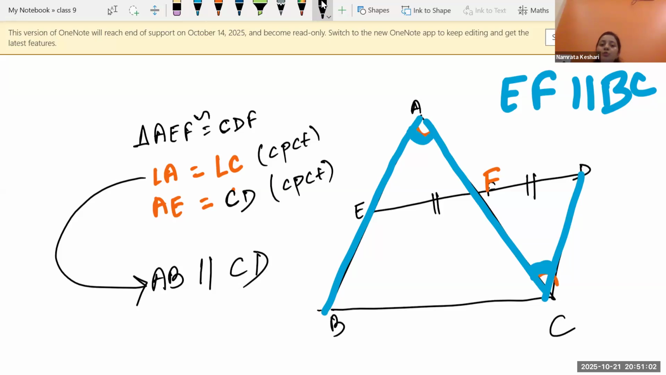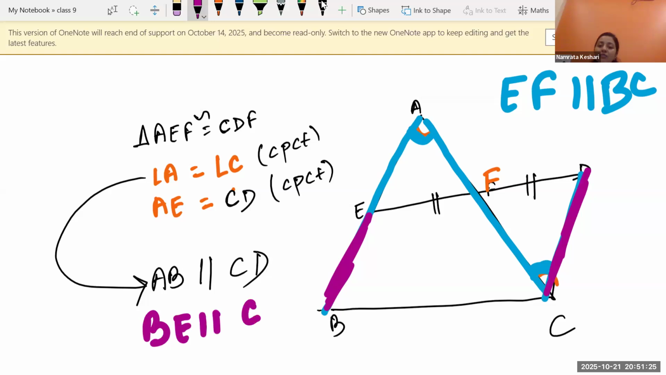Now we will also be able to prove that the length BE and the length CD are equal. Easily we will be able to prove that. If AB and CD are parallel with each other, we can say a part of it, BE, will also be parallel with CD. Yes or no? If completely AB and CD are parallel, then a part of AB and completely CD still will be parallel.